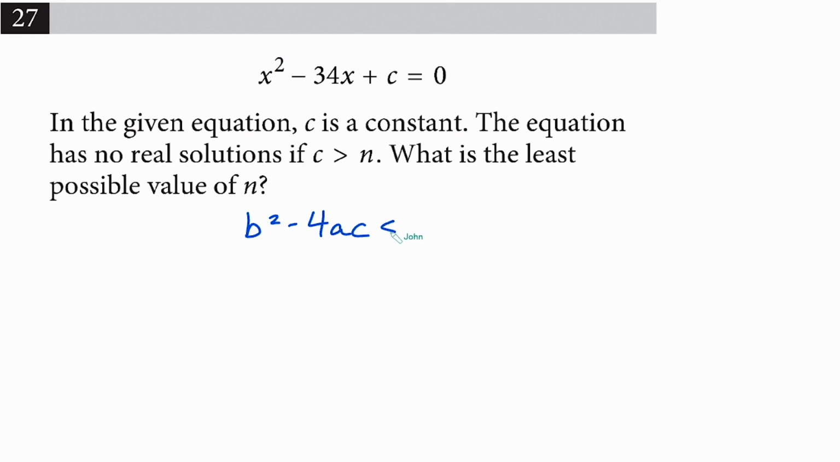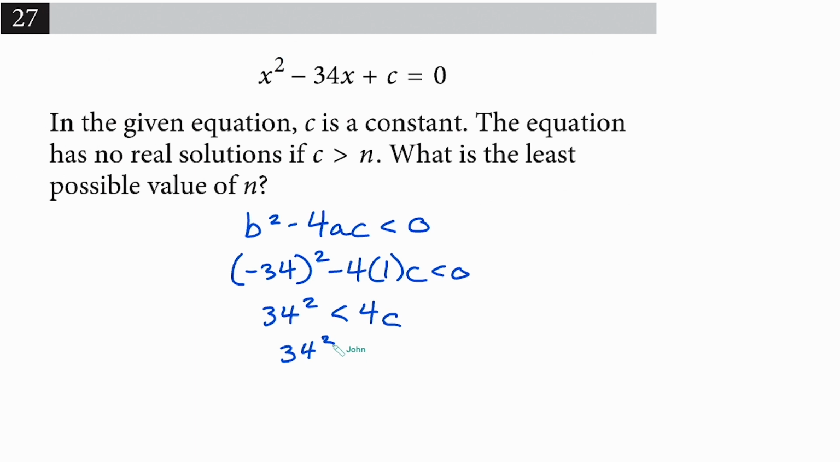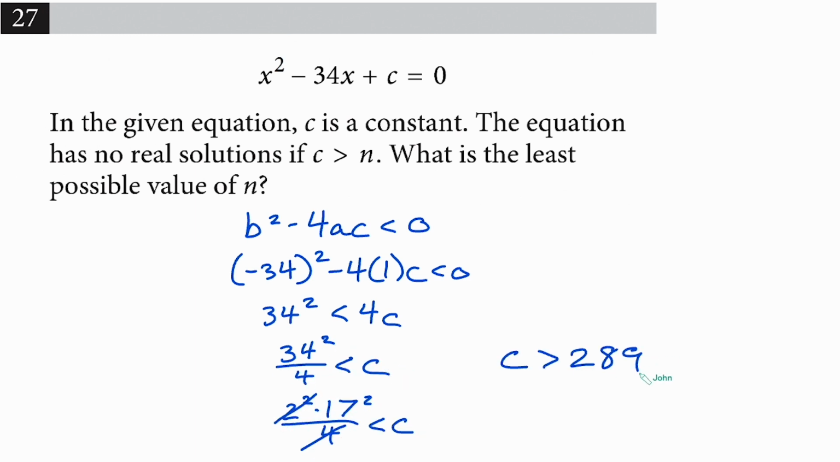We know there are no real solutions. That means the discriminant of the quadratic formula is negative, and so we have negative 34 squared minus 4c is less than 0. We'll add 4c to each side. That leaves us with c is greater than 289, which means n is 289. Desmos is a powerful tool, but it's not always fastest, so don't be afraid to lead with algebra if it feels right.